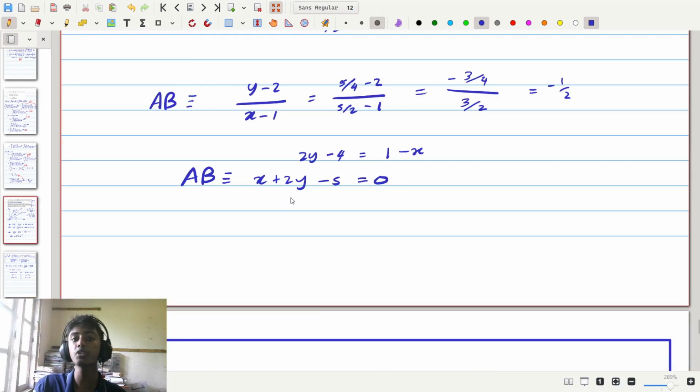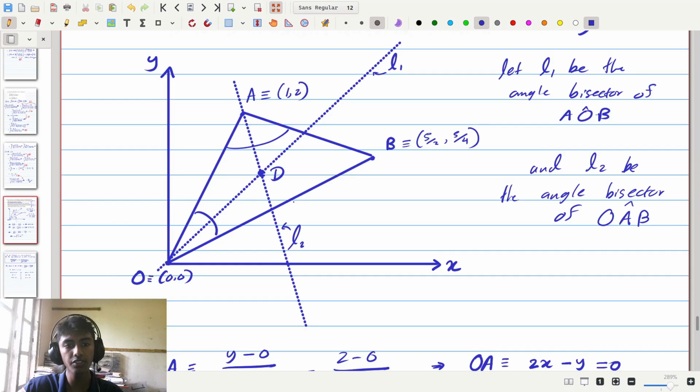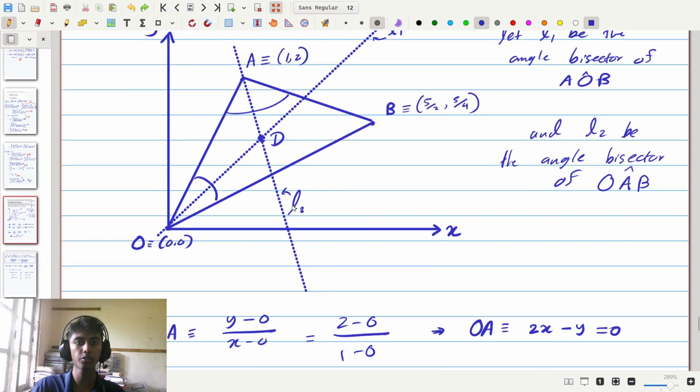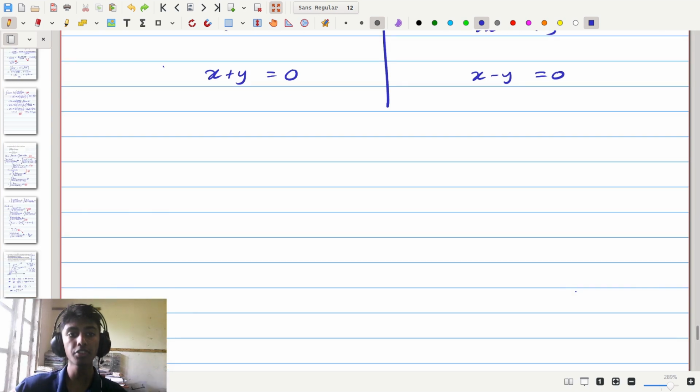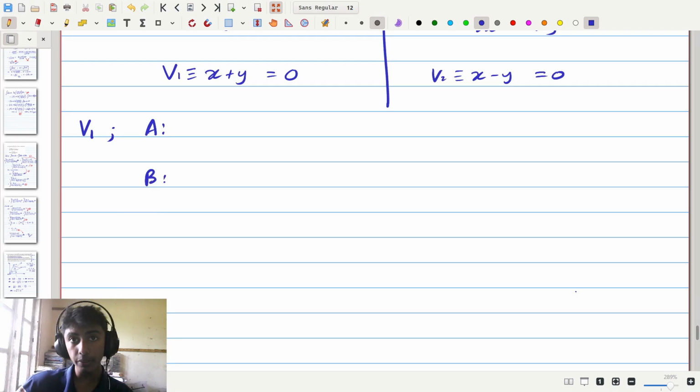Now, in order to test which one of these it is, we can actually already see, since this has a positive gradient like this, it must be the y equals x one, or the y minus x equals 0 one. But for our test, we'll do it the correct way, and we'll consider which side of the line A is on and which side of the line B is on. So if we call this first line V1 and the second line V2, then for the line V1, we substitute in the coordinates of A and B. For A, we have x equals 1 and y equals 2.